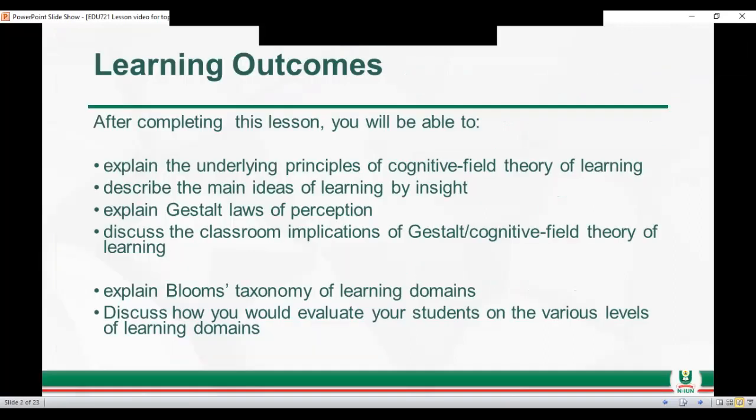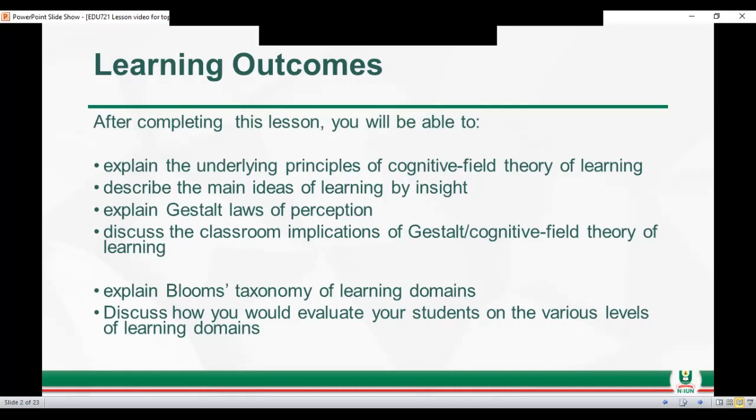What are the learning outcomes of this lesson? After completing this lesson, you will be able to explain the underlying principles of cognitive field theory of learning. You'll be able to describe the main ideas of learning by insight. You will be able to explain Gestalt laws of perception and discuss the classroom implications of the theory.